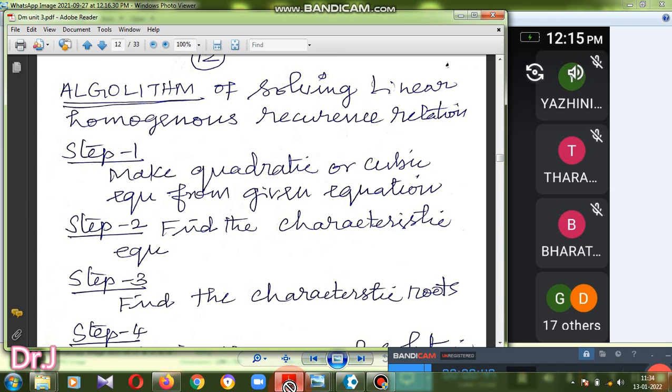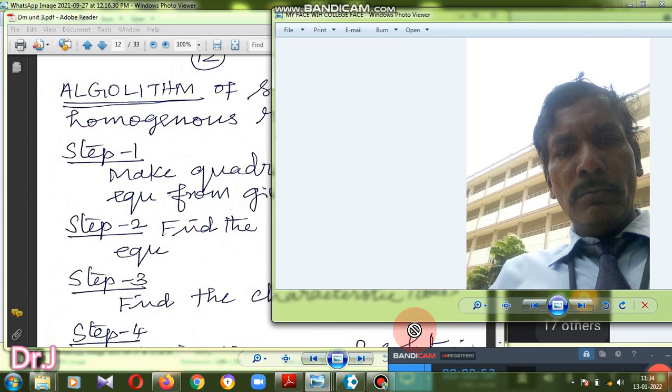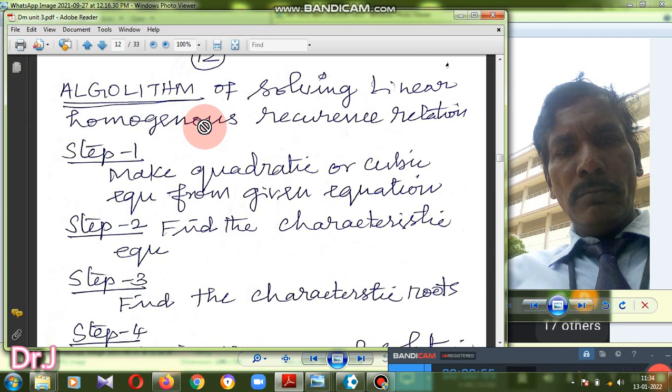Now let me give the algorithm to solve linear recurrence relations. We know what an algorithm is. An algorithm is nothing but precise, concise instructions to finish a task. In mathematics, instructions to solve a problem are called an algorithm: the algorithm of solving linear homogeneous recurrence relations.